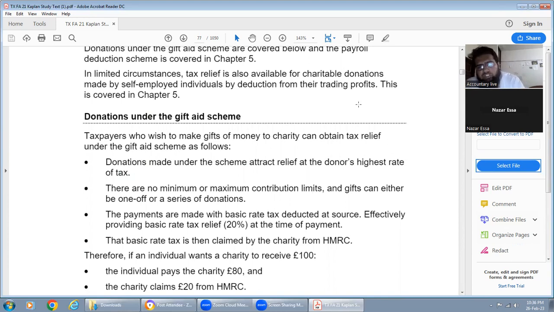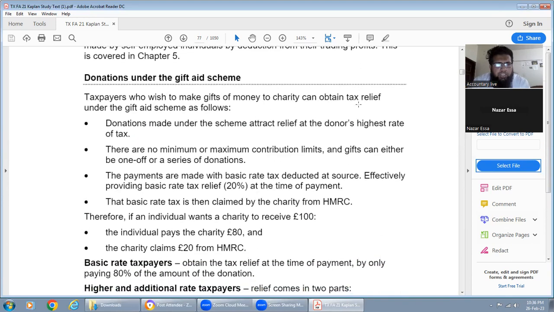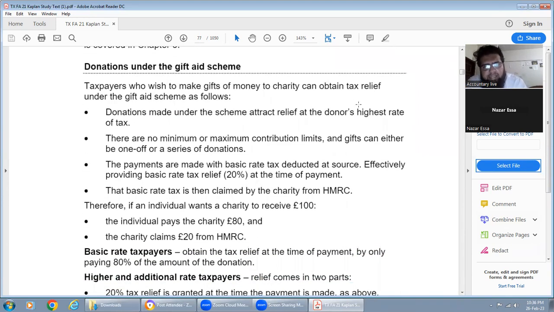Taxpayers who wish to make gifts of money to charity can obtain tax relief under the Gift Aid scheme as follows. Donations made under the scheme attract relief at the donor's highest rate of tax. There are no minimum or maximum contribution limits, and gifts can either be one-off or a series of donations.